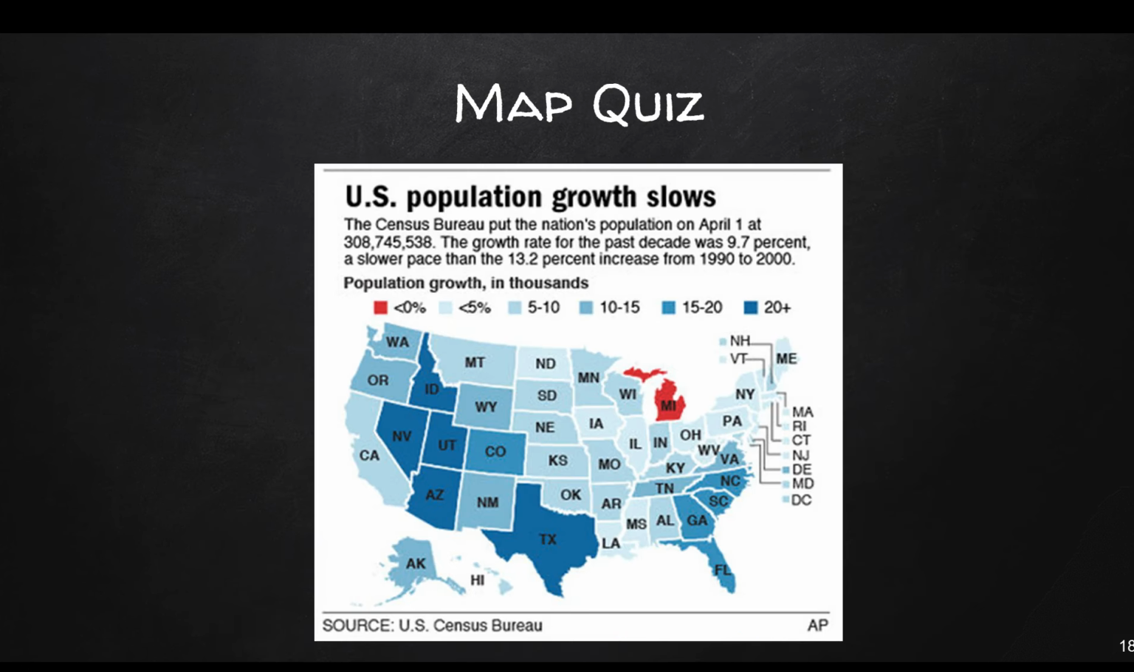So here's a map quiz for you. So what is wrong with this map? Here it says population growth in thousands, but then it's giving you percentages. So that is not quite what the legend is showing. It says in thousands, but they're showing percentages.